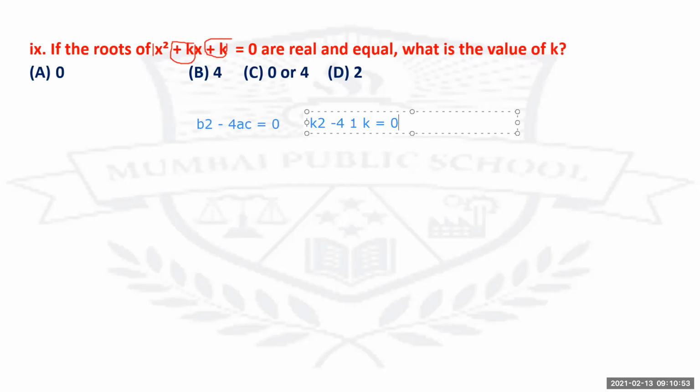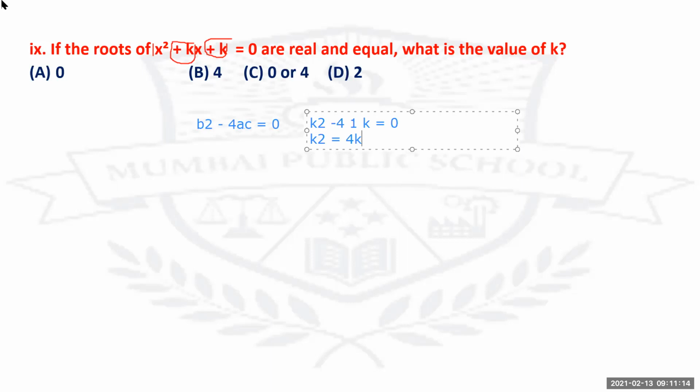Now after that, you will change the position of this 4k to the other side. So you'll get k square equals to 4k, because it was minus 4. When it goes to the other side, it becomes plus 4. Now we have got the value of k square.